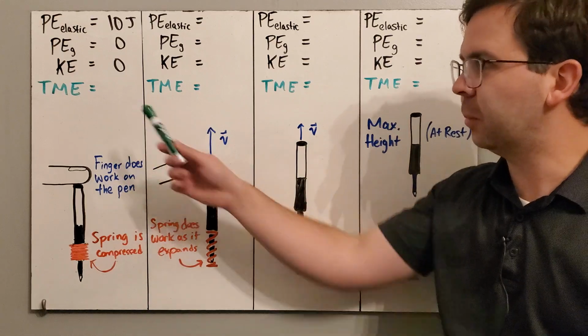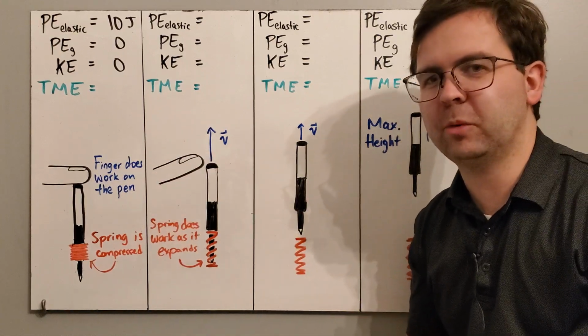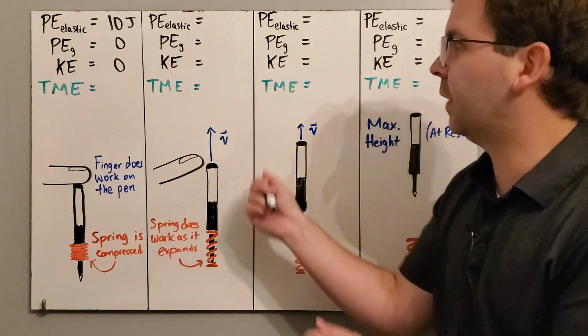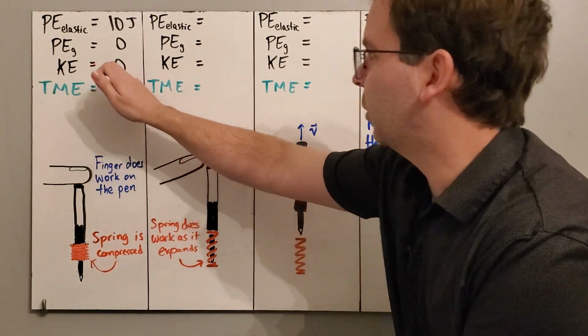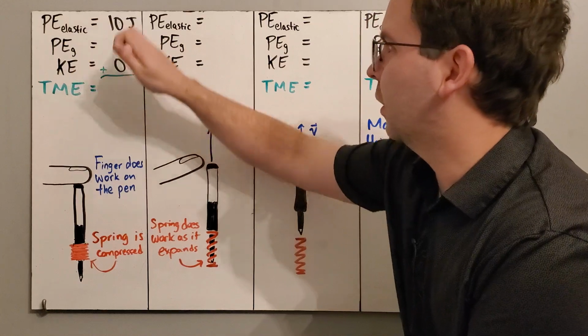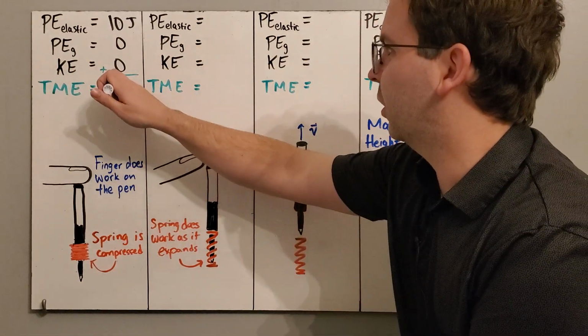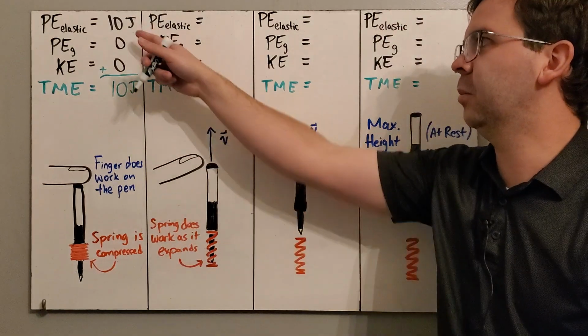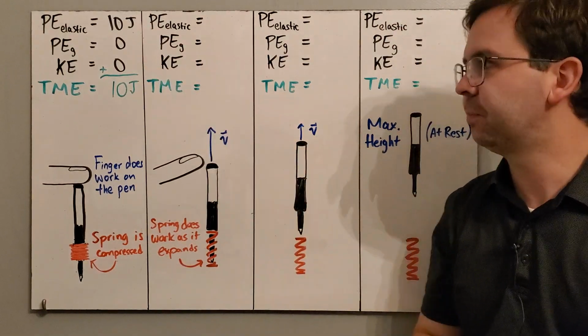So the total mechanical energy means kinetic and potential together, grouped together. So to find the total mechanical energy, you simply add up all the potential and kinetic energies here. And so the total mechanical energy is 10 joules. 10 plus 0 is 10.